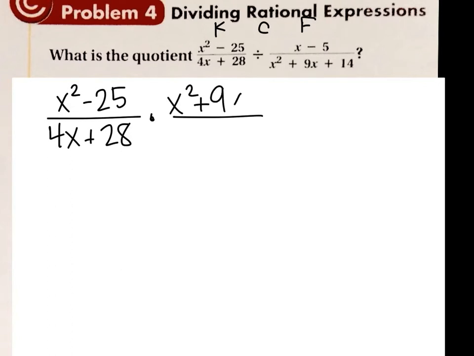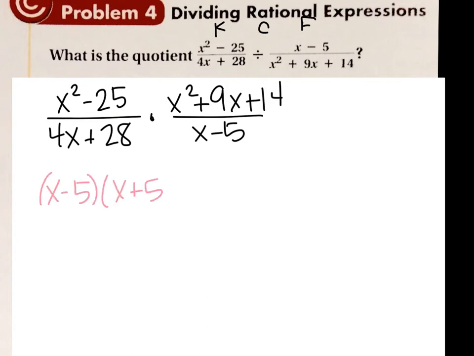So it's going to be x squared plus 9x plus 14 over x minus 5. Now that I've turned it into a multiplication problem, I'm just going to treat it like I would have before, and I'm going to rewrite it and factor. So up top on the top left, we're going to factor that into x minus 5 times x plus 5 because it's a difference of 2 squares. Bottom left, I can pull out a 4 and I'm left with x plus 7.